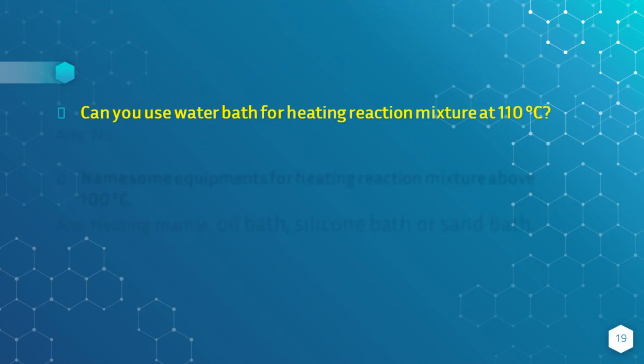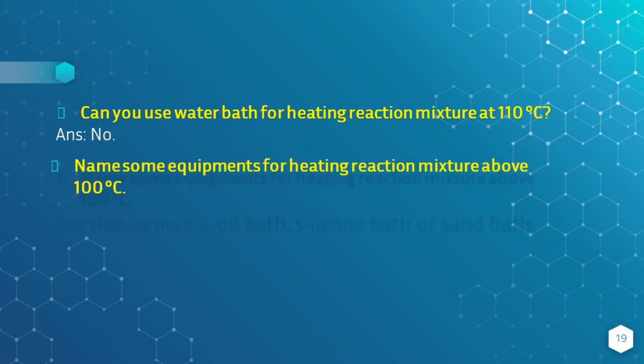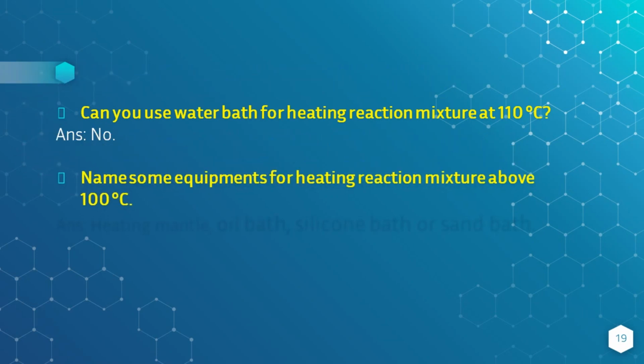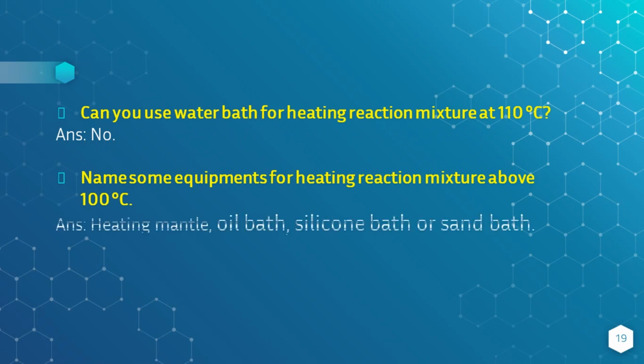Okay, next question is, can you use a water bath for heating a reaction mixture at 110 degrees Celsius? So obviously the answer is no, because the boiling point of water is 100 degrees Celsius. So obviously we can't heat the reaction mixture above 100 degrees Celsius using simply a water bath. Name some equipment for heating a reaction mixture above 100 degrees Celsius. So for heating at such high temperature, we can use a heating mantle, oil bath, silicone bath or sand bath.